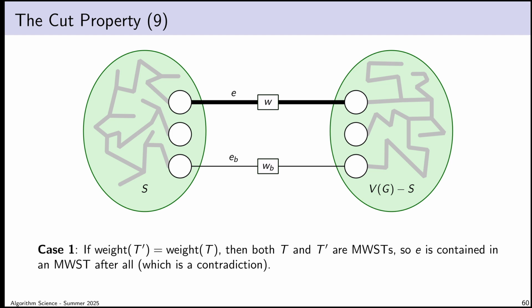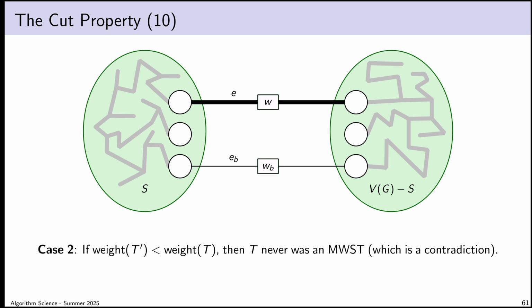Okay, so now there are two cases. If the weight of T prime is equal to the weight of T, well, wait a minute. T was a minimum weight spanning tree, and T prime has the same weight, which means that both of them are minimum weight spanning trees, but that's a contradiction, because I assumed at the beginning that my edge E is not contained in any minimum weight spanning tree. So clearly it is. That's a contradiction. That's case one, if the weights of both trees are equal.